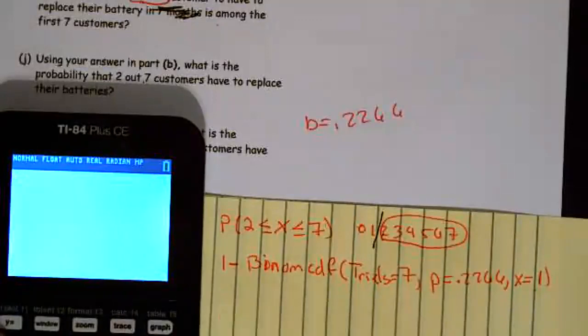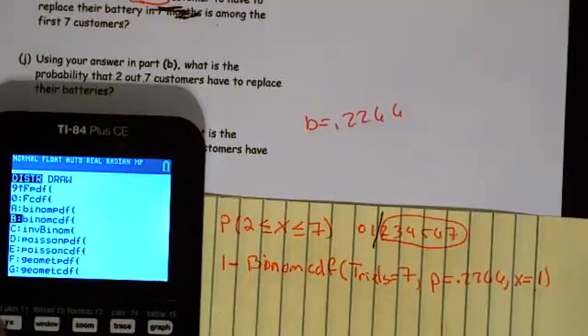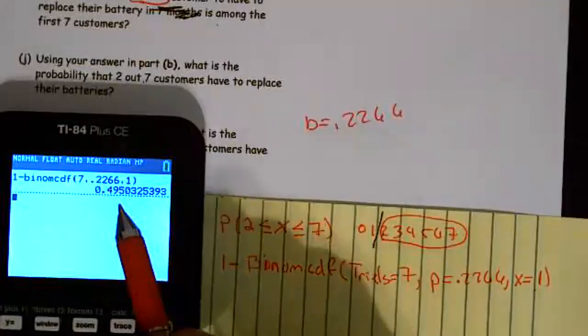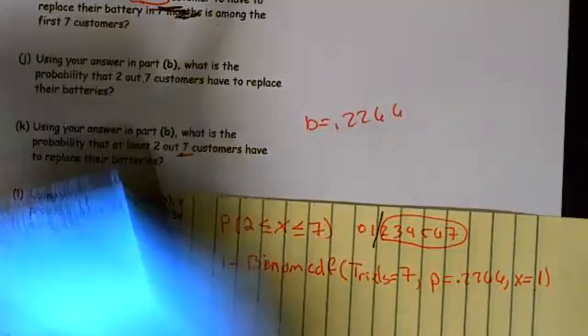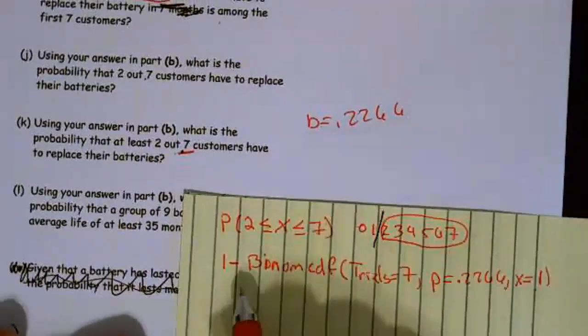Let me 1 minus second vars. Told you once I start making mistakes, I make a lot of them. There we go, 0.4950. Come back to that in just a second. Because now I need to show my math work.